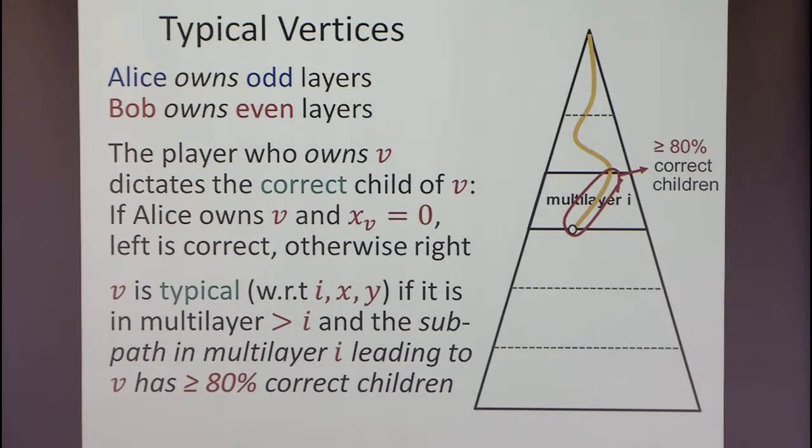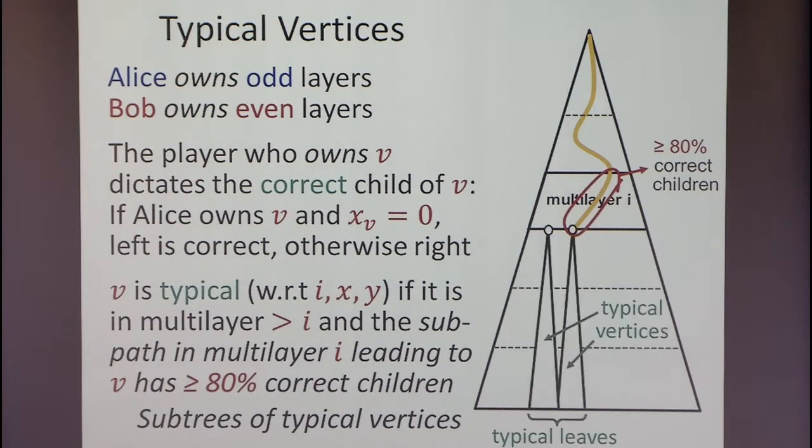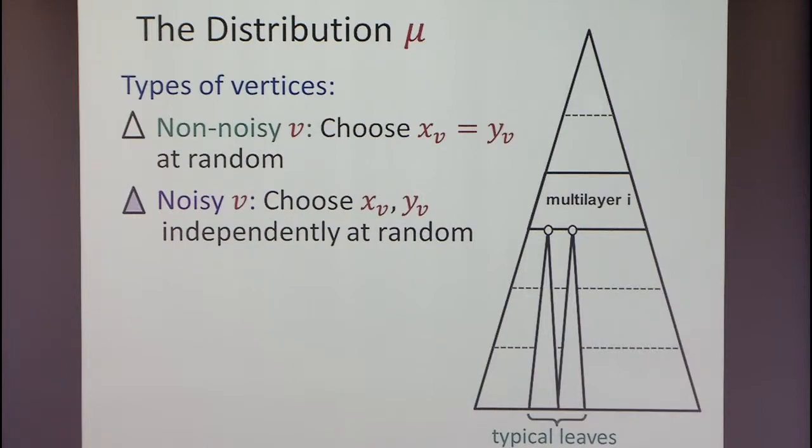So this was the definition, and we also remarked that typical vertices are arranged in subtrees. So if this guy is typical, every node in its subtree is also typical, and those are the typical leaves. So this we had from yesterday.